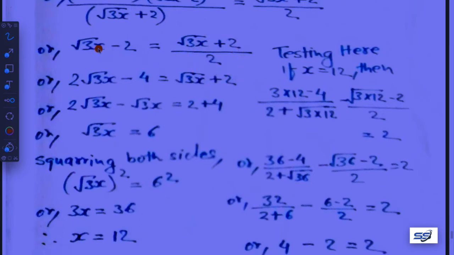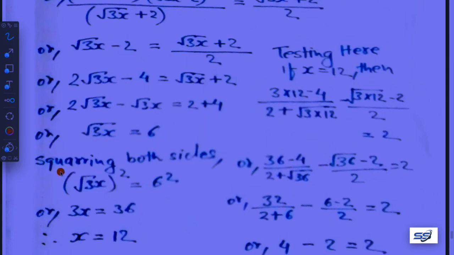Now this 2 is multiplied in: 2 multiplied by √(3x) gives 2√(3x), and 2 into 2 gives minus 4. Now changing sides, the √(3x) comes to the left as minus √(3x), and the minus 4 comes to the right as plus 4. So 2√(3x) minus √(3x) gives √(3x) equals 4 plus 2, which is 6.